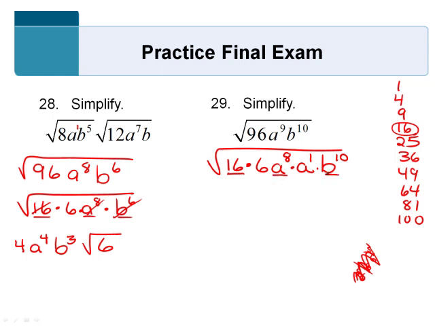And now we're going to bring the square roots of those out front. So the square root of 16 is 4. That's gone. The square root of a to the 8th, remember, divide it by 2. That's a to the 4th. That a to the 8th is gone. B to the 10th, divide that by 2. We get b to the 5th. So all of those square roots come out in front of the radical.